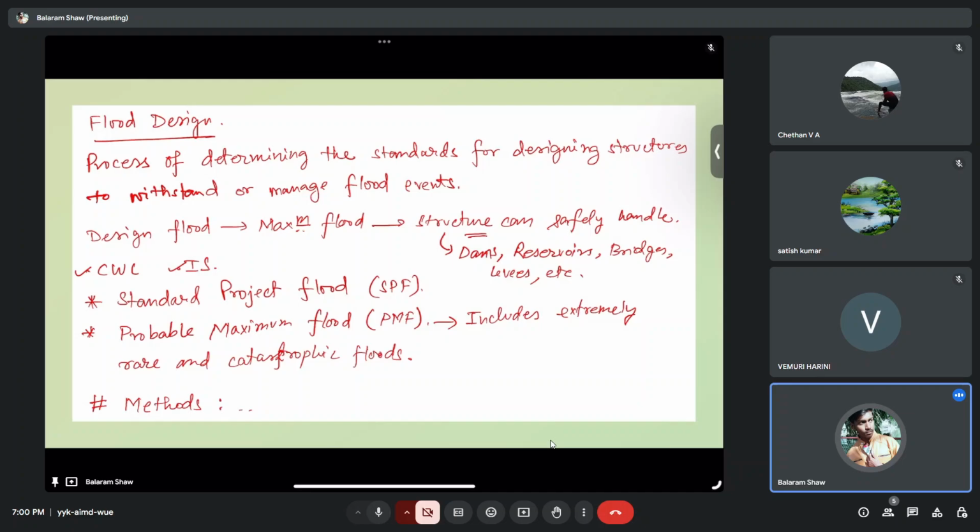Okay. So I'll not go into each of the methods, because it is explained in very much detail elsewhere, right? We'll just go through some of the equations that we need. Okay. So one of the methods is the rational method.